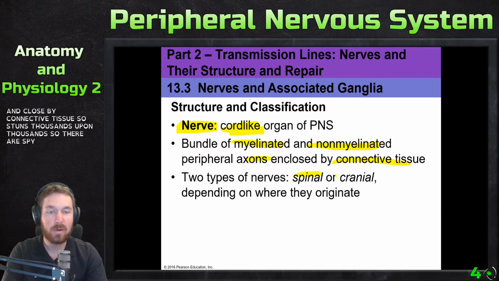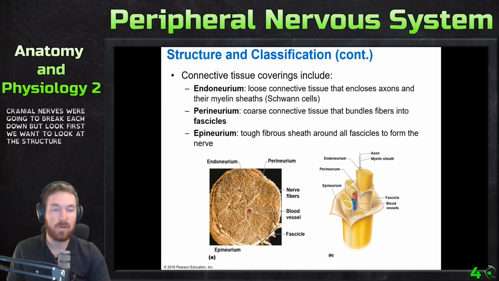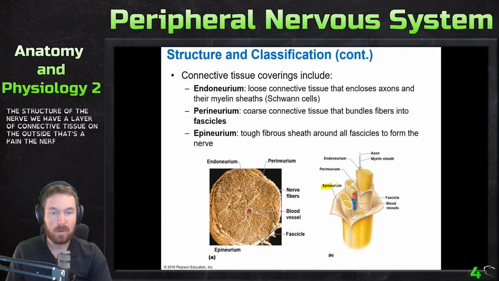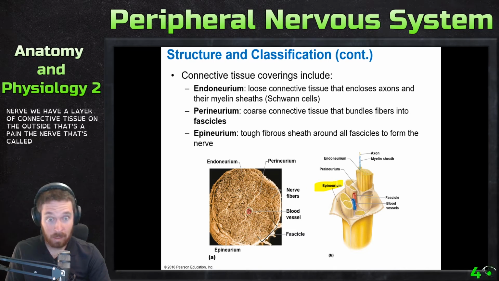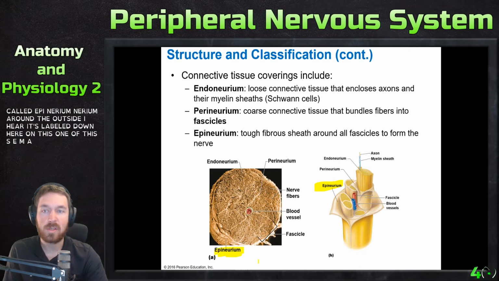So there are spinal nerves and cranial nerves. We're going to break each down. But look, first we want to look at the structure of the nerve. We have a layer of connective tissue on the outside of the nerve. That's called the epineurium. So epineurium around the outside. Here it's labeled down here on this SEM image. And so around all fascicles.